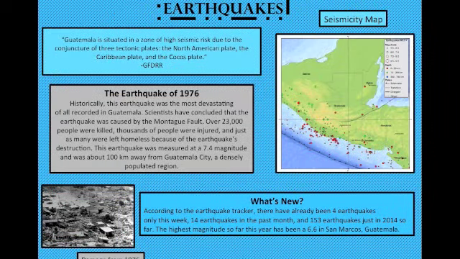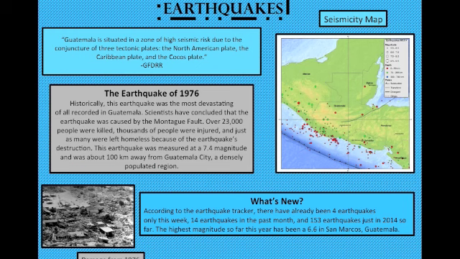Now let's look at earthquakes. GFDRR, which is the Global Facility for Disaster Reduction and Recovery, says that Guatemala is situated in a zone of high seismic risk due to the conjuncture of 3 tectonic plates, the North American plate, the Caribbean plate, and the Cocos plate. And on the right, I have a map of the seismic activity. The different colors represent the depth of the earthquake, and the different sized circles represent the magnitude of the earthquake.